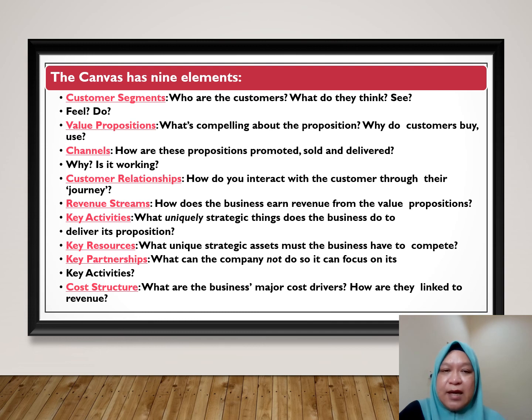How do you get cash? Key activities are the things you need to do in order to run the business. Key resources are the resources, assets, or materials that you need to run the business. Key partners are those you need as alliances in order to do the business. And the last one is cost structure: what are the costs that you incur while doing the business?